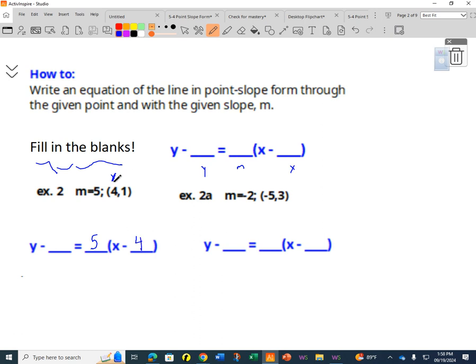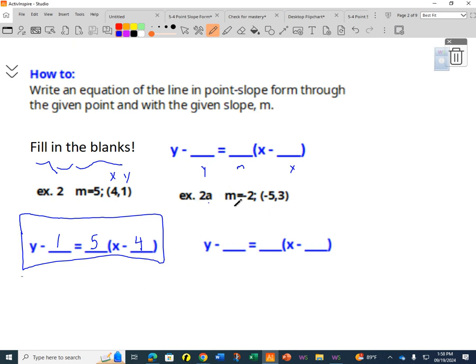This is a, not very legible, x coordinate, y coordinate. The y coordinate goes here, and we're done. That's the final version of our equation that goes through this point and has, that line has a slope of 5. That's the final answer.